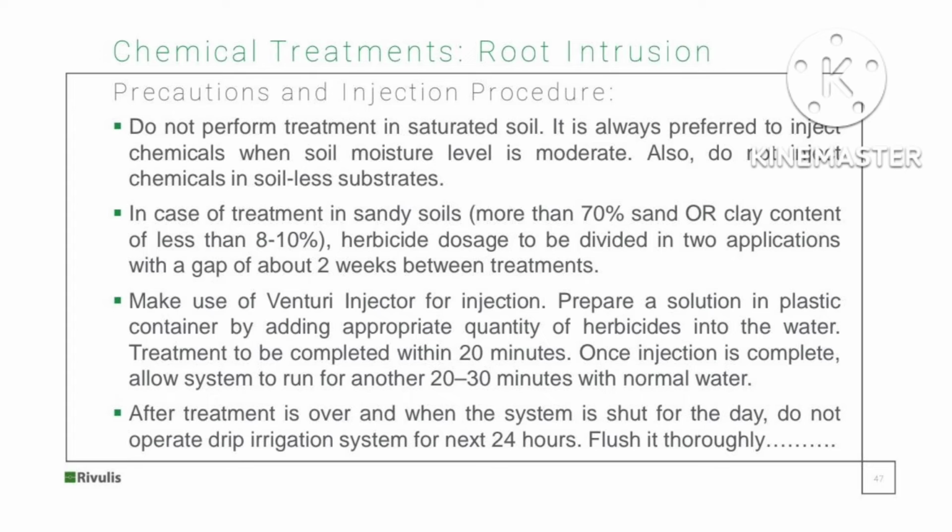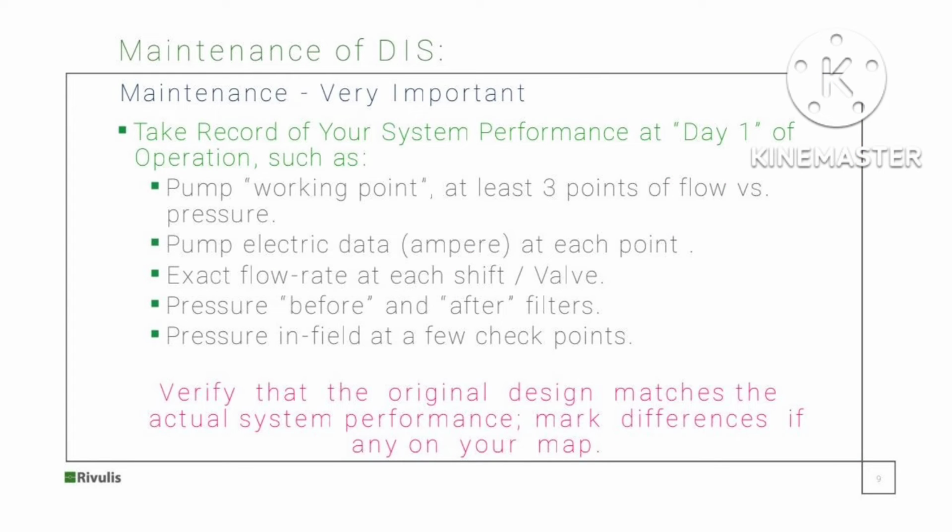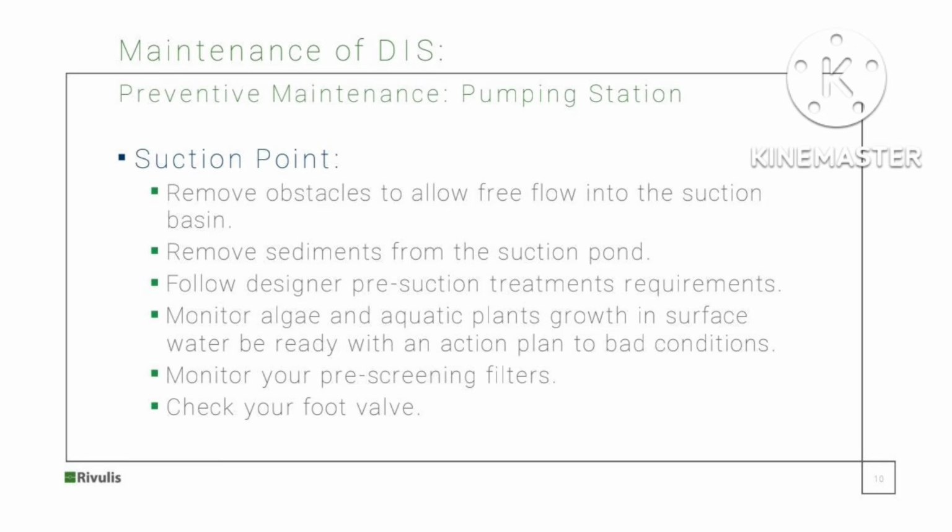Precaution and injection procedure. Do not perform treatment in saturated soil. It is always preferred to inject chemicals when the soil moisture level is moderate. Add acid to water, not water to acid. Very important: take a record of your system performance on day 1 of operation, such as the pump working point, at least 3 points of flow versus pressure.